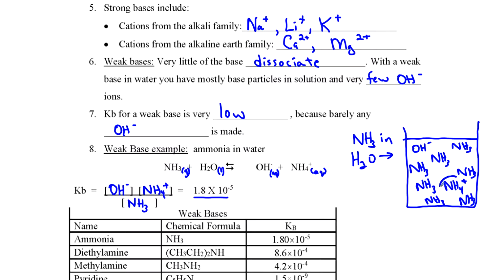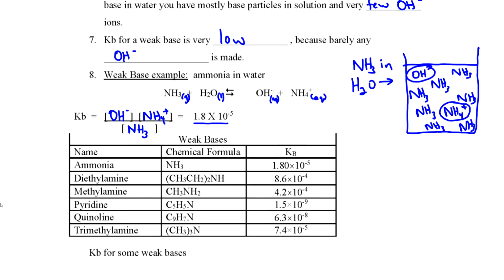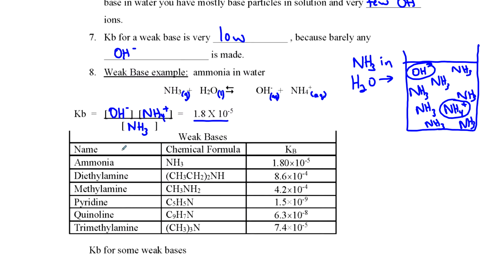Now I'm just going to circle these so that they stand out. So it's just showing that there's a very small amount of ions, the rest stays intact. This is just a chart of some weak bases. It gives the name, the formula, and the Kb value. Again, they all have really small Kb values, and there's an array of different ones there.